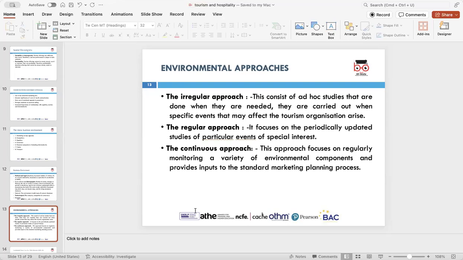The regular approach includes periodic studies and examines key areas of interest consistently over time. The continuous approach involves ongoing monitoring of multiple environmental factors. This continuous monitoring supplies the organization with data that can inform strategic planning, helping organizations respond to changes more proactively and maintain a competitive edge.